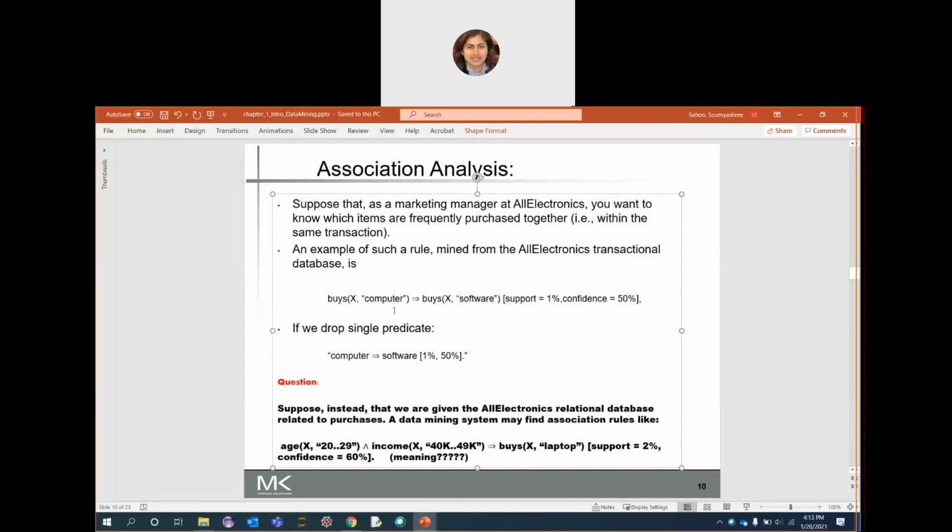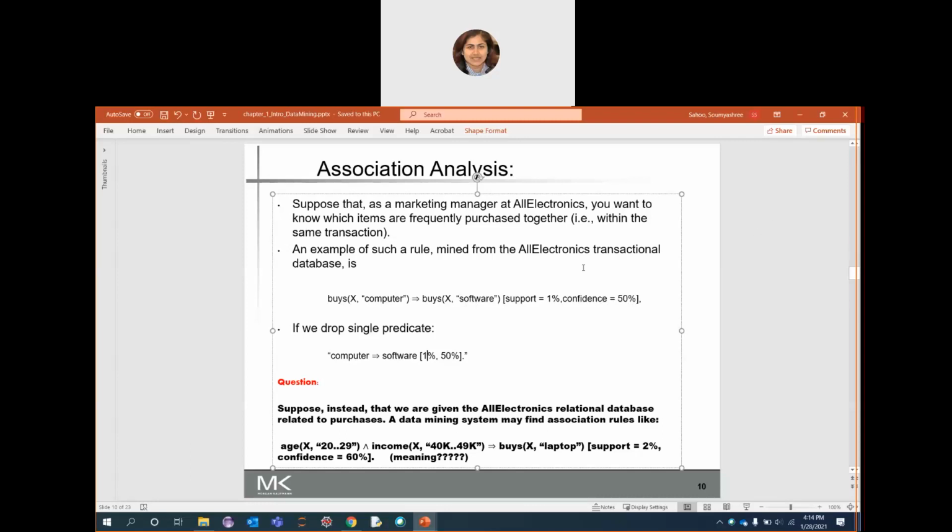So here X is a variable representing a customer. The confidence can also be called certainty. So 50% confidence means that if a customer buys a computer, then there is a 50% chance that he or she will buy the software as well. That is the meaning of confidence. There is a formula to determine that, which we will see in another chapter.